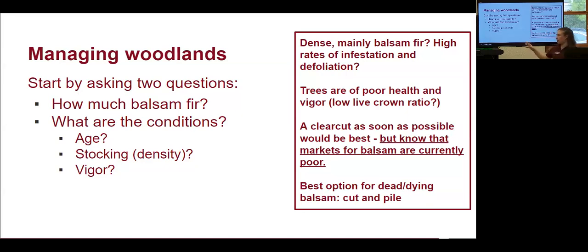So then the best option, instead of selling your wood, would be to cut and pile the balsam fir. And this isn't all bad, because these piles can have really good wildlife benefits for certain mammal species and others. But unfortunately, it can be kind of hard at the moment to try to get value out of that balsam fir. And dead and dying wood doesn't have value. And so that balsam fir that you were cutting would have to be of good health and vigor, which can be kind of hard to find at the moment.